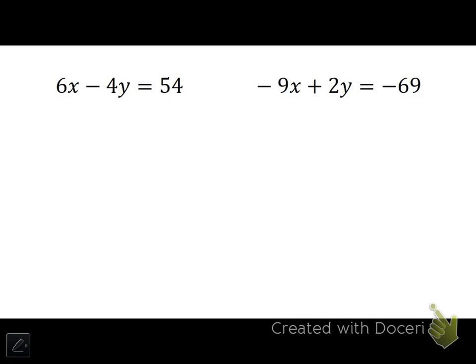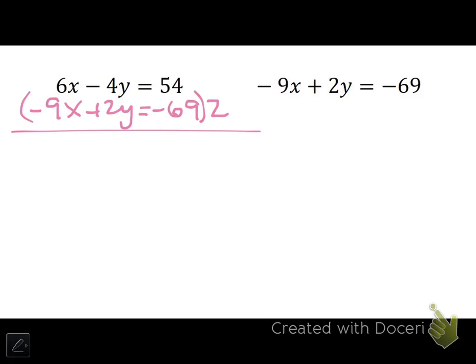Okay. X and y, neither of them are by themselves, but they're on the same side of the equal sign, so let's put them on top of each other. Looks like my y's might be pretty easy to cancel because I can get that bottom one to be a 4, so let's multiply this bottom row by 2.